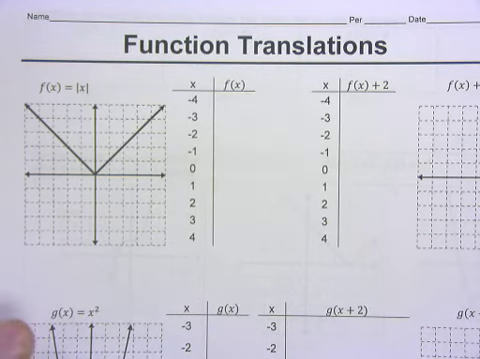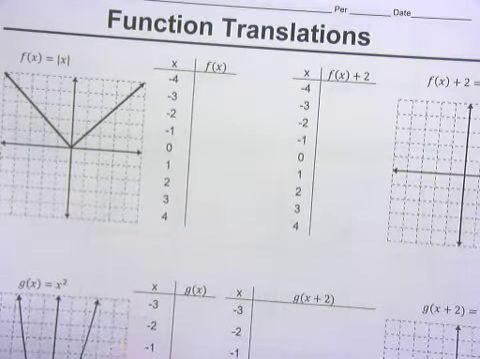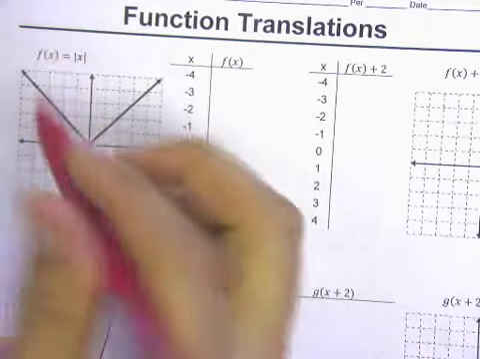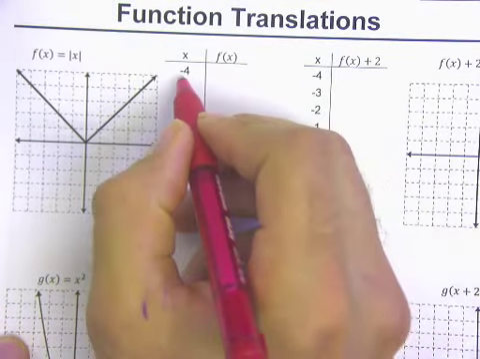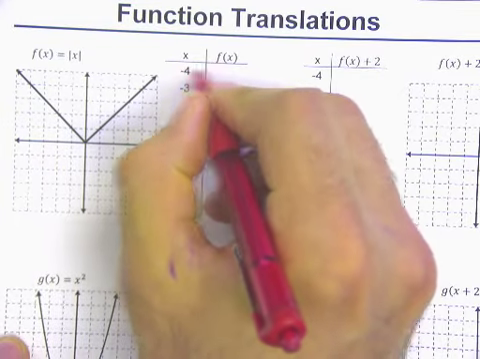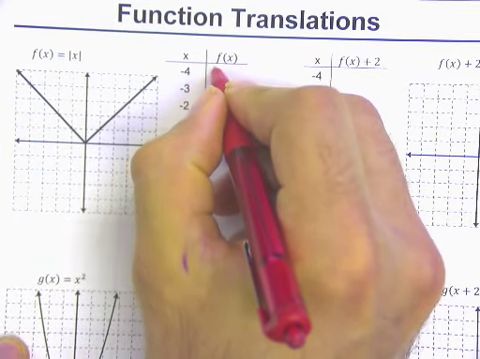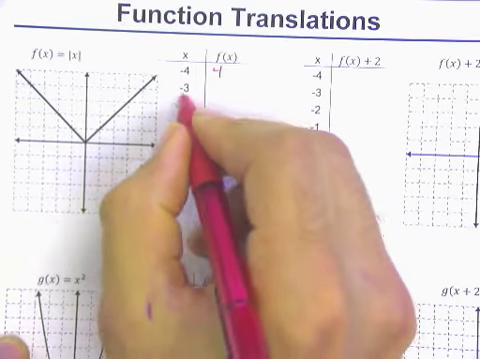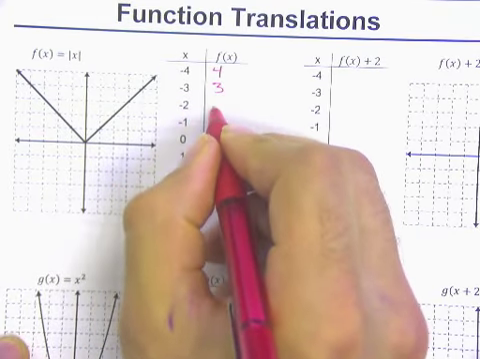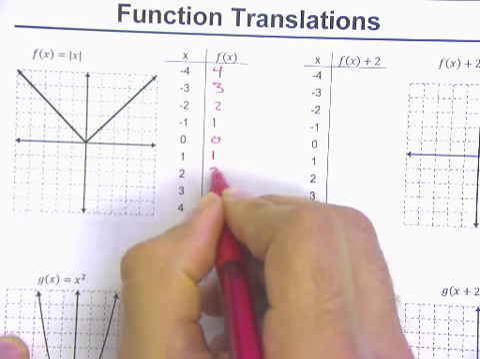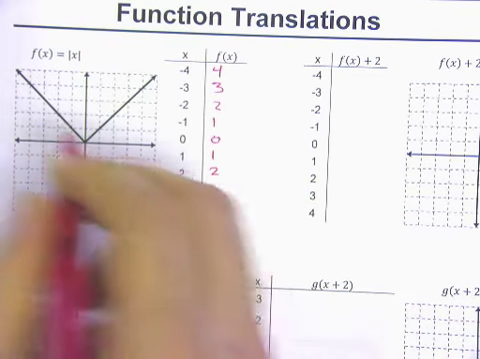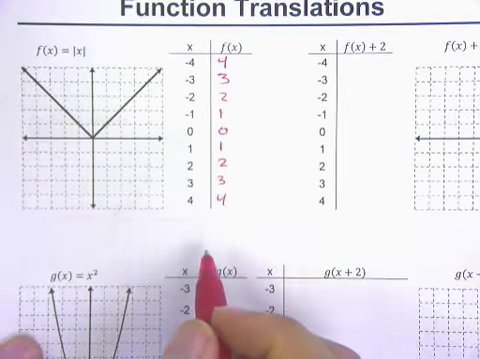All right, let's take a quick peek at function translations. We're going to start with the function f of x equal to the absolute value of x. What we know about this function is that when we input -4, we get the absolute value of -4 for the output, so we get 4. When we input -3, our output is 3, and so on. So each one of these input-output pairs is represented by a point on the graph.